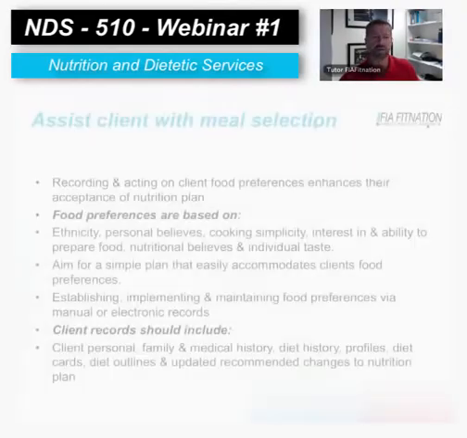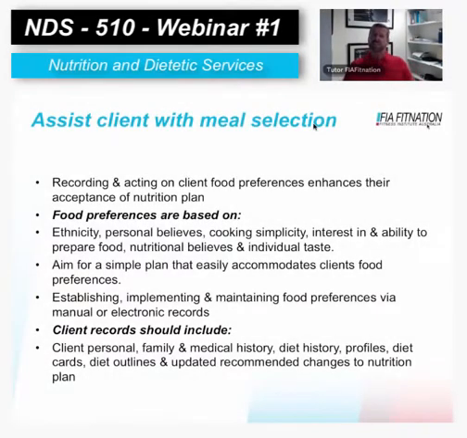There we go. All right, so assisting clients with meal selections. This is, again, assuming that a client is working with a dietitian. If they are, it's really important to record and act on the client's food preferences, because it enhances the acceptance of the nutrition plan that's been designed by the dietitian.